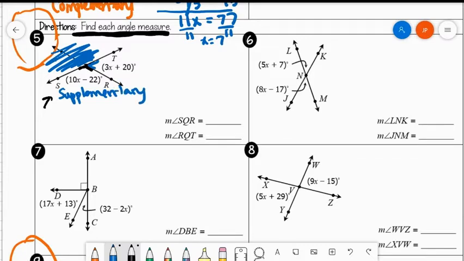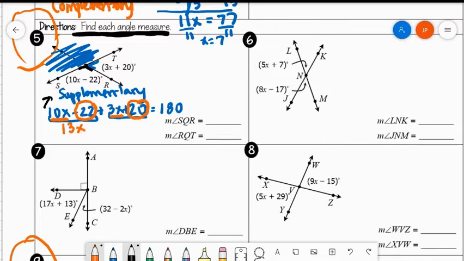And again, that leads us to our problem setup. I know that supplementary angles, when I put them together, like that, I took the first piece and I added it to the second piece. Together they equal 180. I'm going to do the same thing that I did in number 3. I've got to combine some like terms here. I've got some x's I can put together, and I've got some numbers that I can put together. So if I've got 10x plus 3x, that's going to give me 13x. Only thing tricky here, I have negative 22, and I'm putting it together with a positive 20.